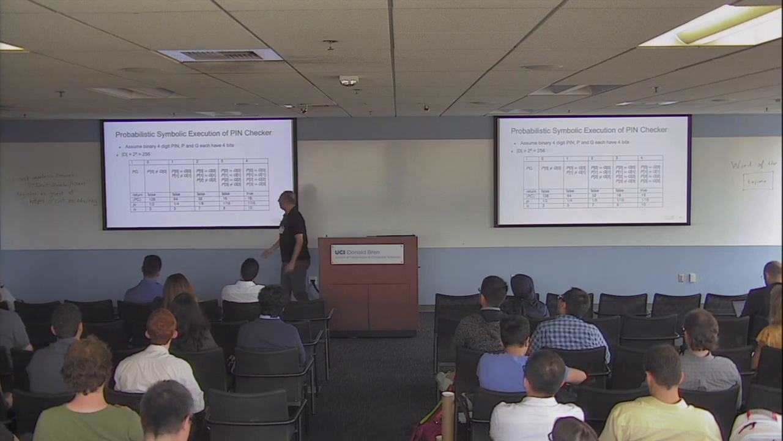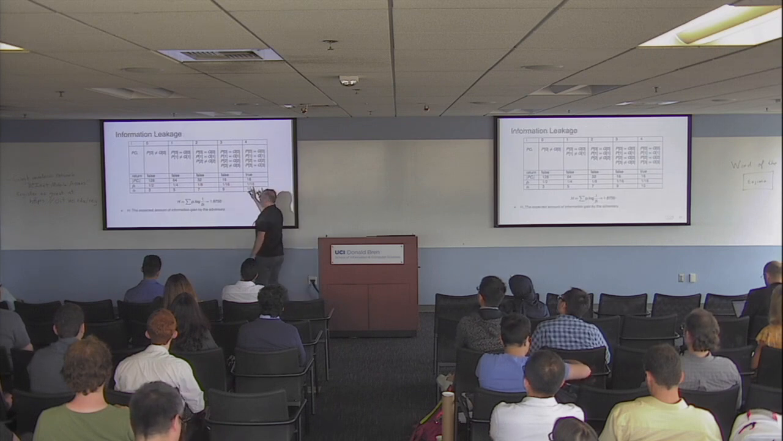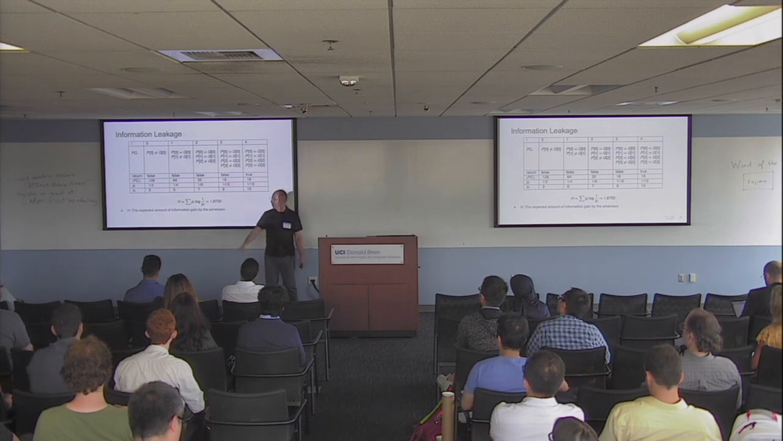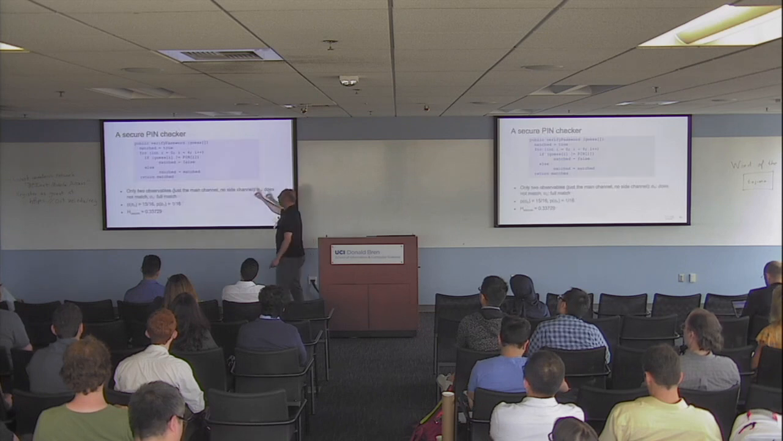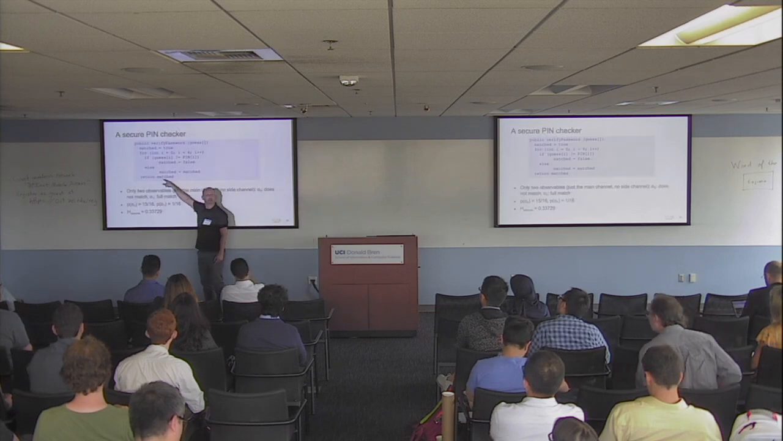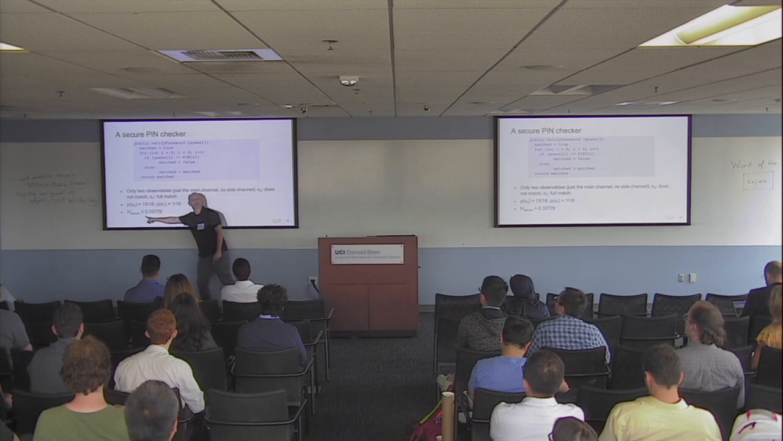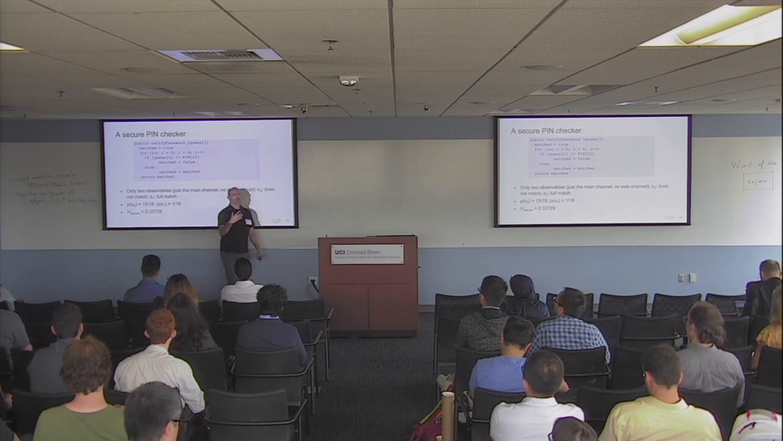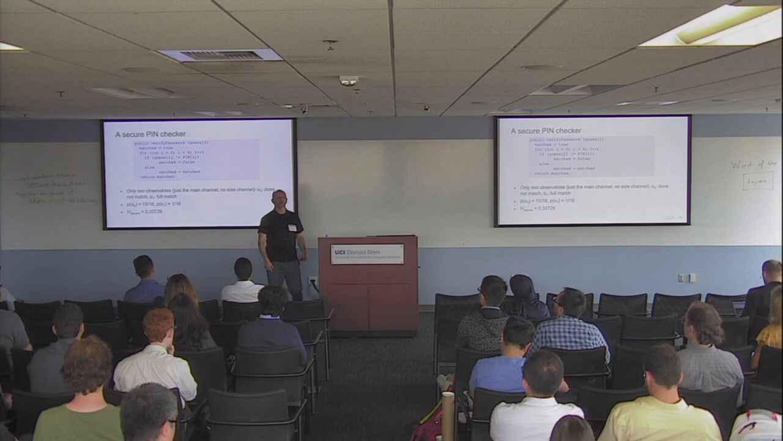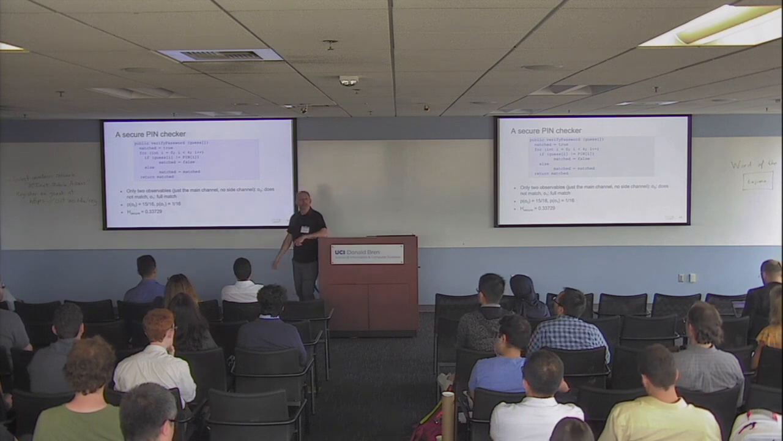Put them together, and we can tell you your leaky password checker leaks 1.8 bits of information, 1.9 approximately. Whereas if you fix it and you don't use early termination, it leaks less, 0.3. So this is a way to quantify information leakage in software. We implemented this for Java programs, and we can actually compute this.